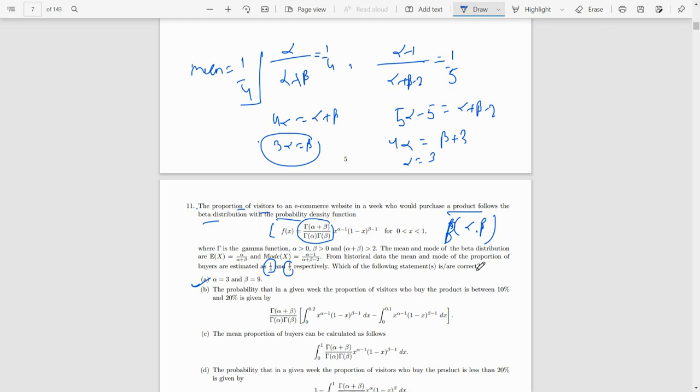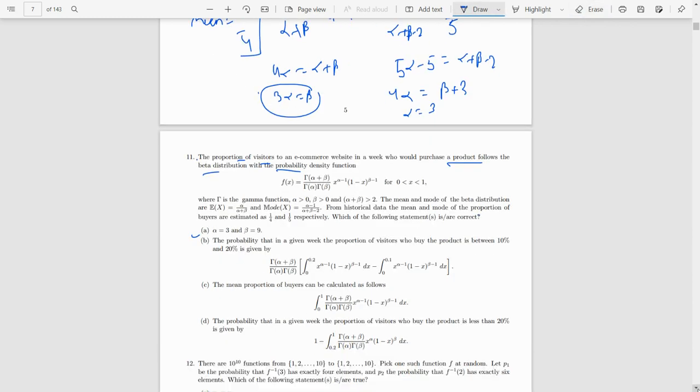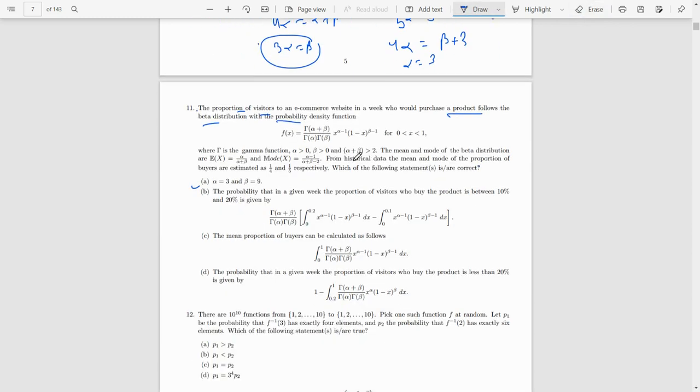I am not applying any advanced concept. The information that has been given, we are trying to solve the questions on the basis of what has been given to you. These are multiple correct answer questions, and that's why a lot of questions can be framed on the basis of the same information. Now, which of the following statements are correct? The first statement is correct.